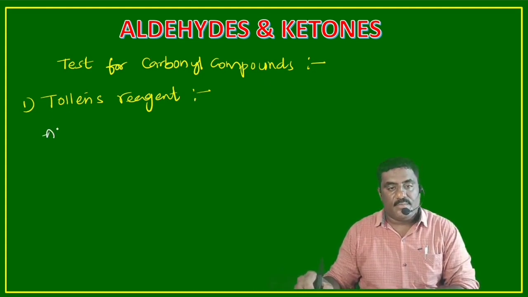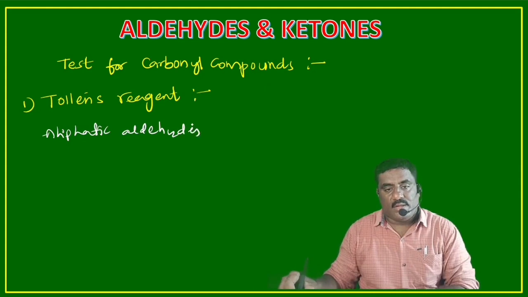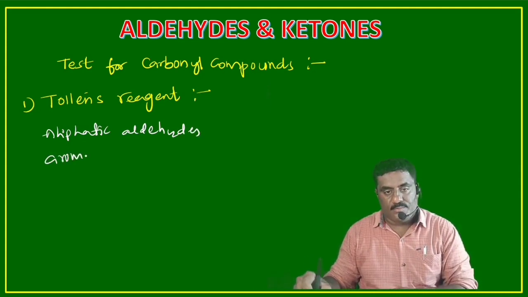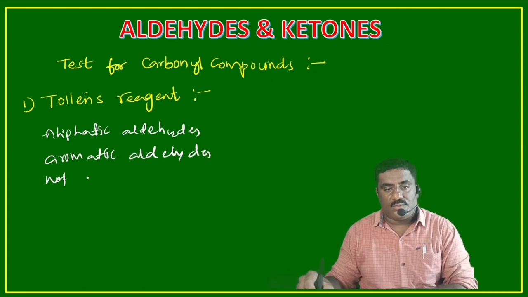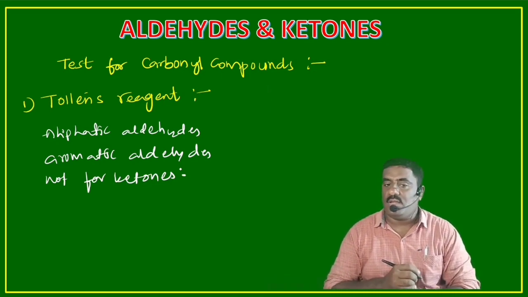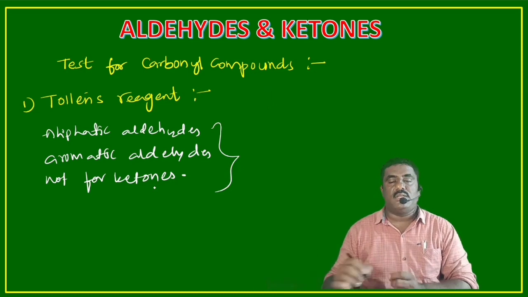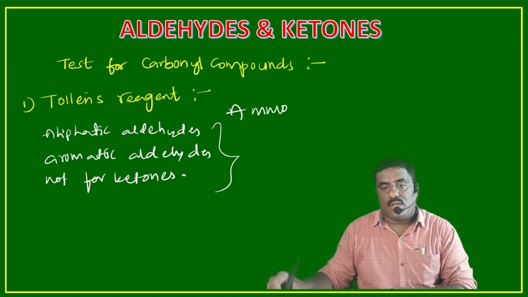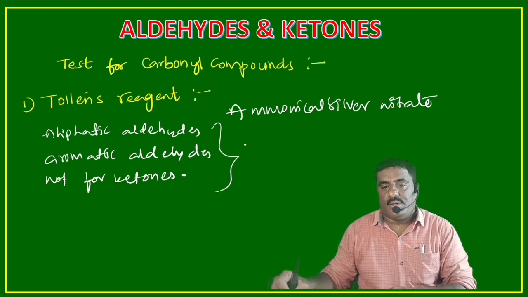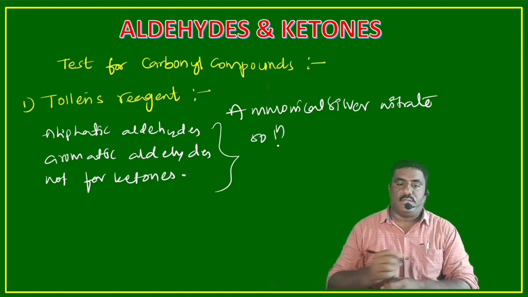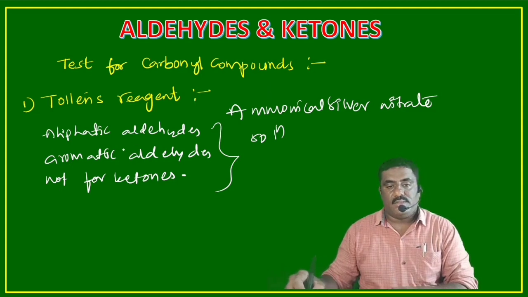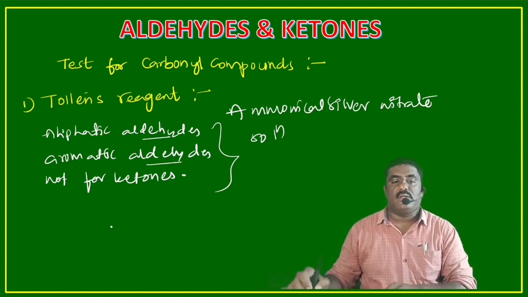Aliphatic aldehydes and aromatic aldehydes give this test, but not ketones. Ketones do not give this test. What is the Tollens reagent? Ammoniacal silver nitrate solution is called the Tollens reagent. Aliphatic and aromatic aldehydes give this test.